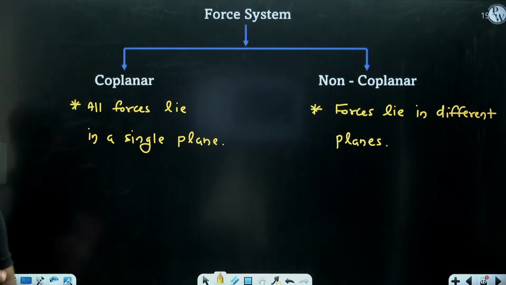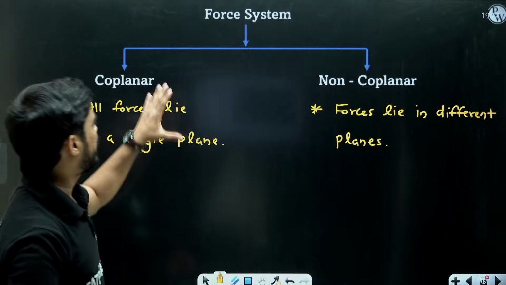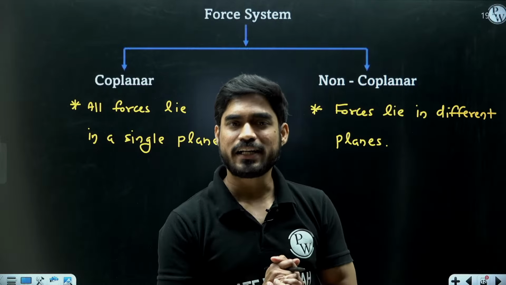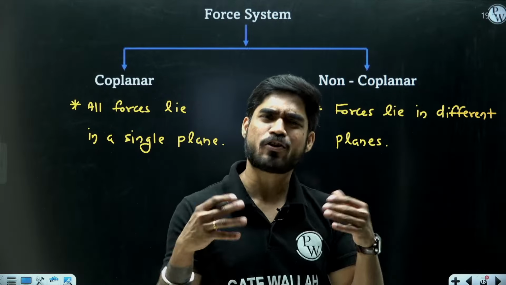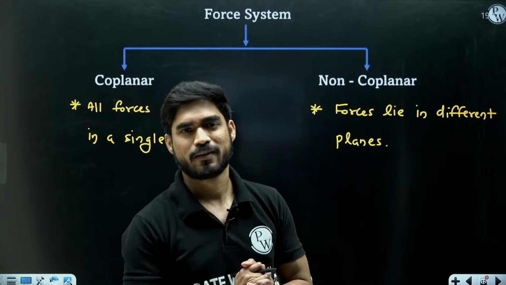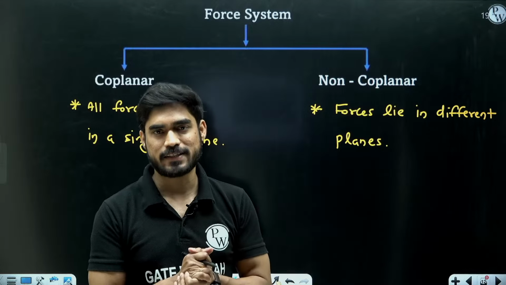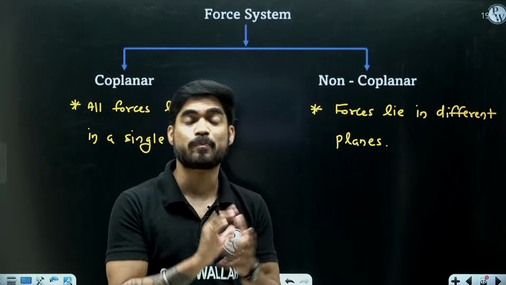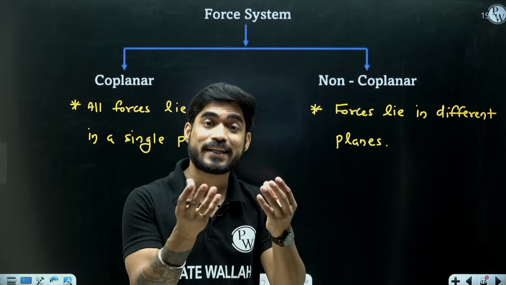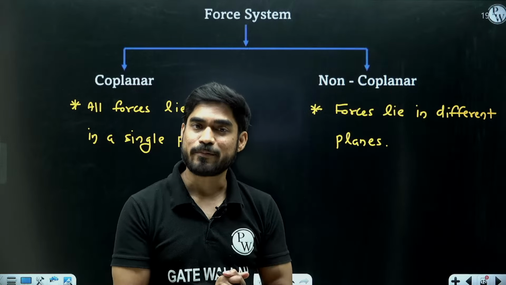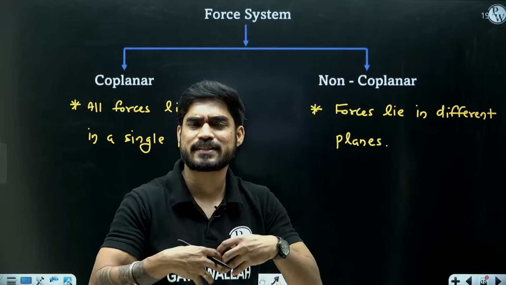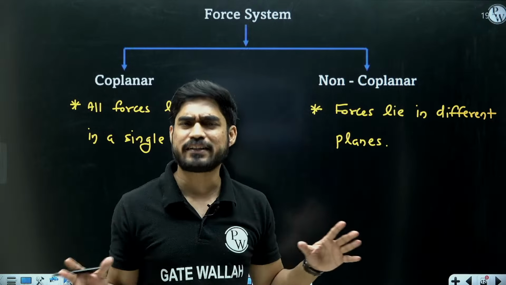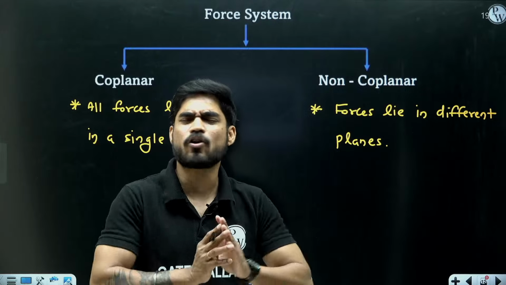Now practically coplanar systems do not exist. Practically all force systems are non-coplanar force systems. But in some cases we can assume a particular force system to be coplanar in order to reduce our calculation time. This assumption makes our calculation easy and the result is not affected too much. You don't get a lot of error.